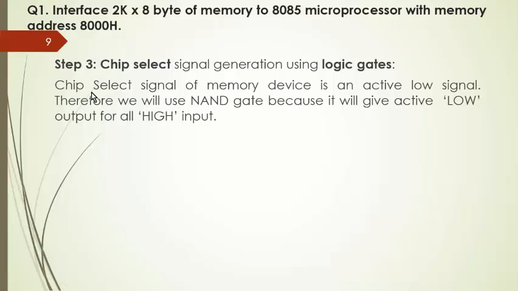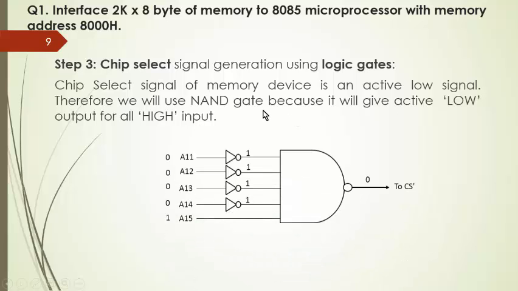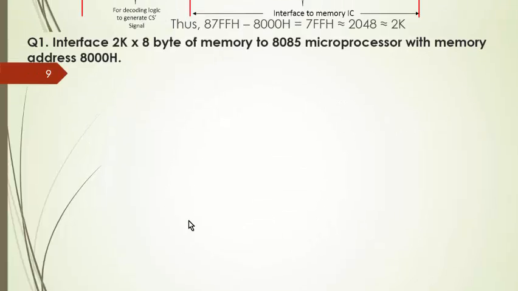In the third step, we will see the generation of chip select signal or chip enable signal. This is an active low signal. So there are two ways to generate chip select signal, that is by using logic gates or by using 3:8 decoder. As we discussed, this particular chip enable signal is an active low input signal. Therefore we will use NAND gate because it will give active low output for all high inputs.